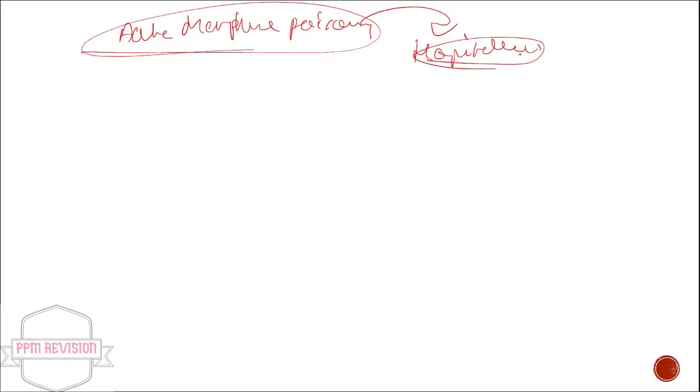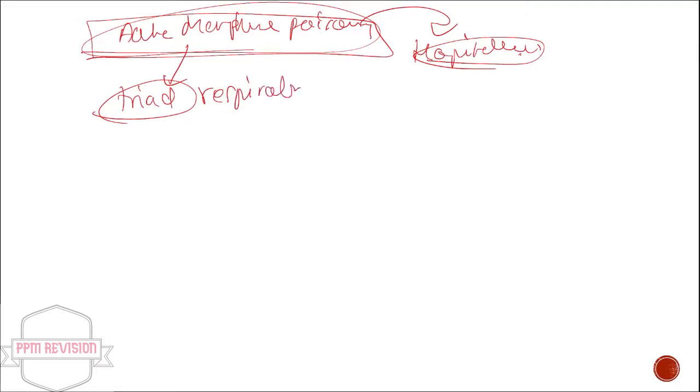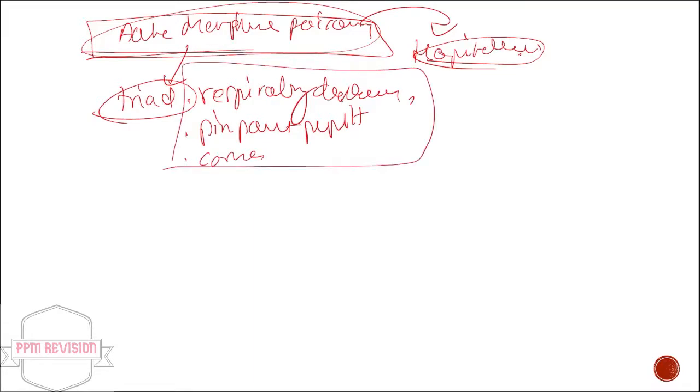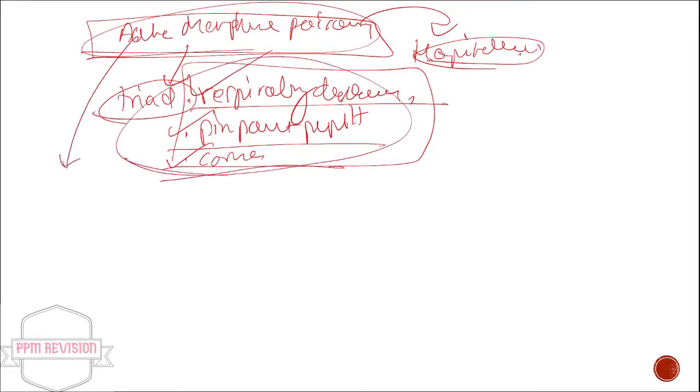Before doing all this, there's a classic triad which has to be noticed. That is respiratory depression, pinpoint pupil, and also coma. So these are the important triad: respiratory depression, pinpoint pupil, as well as coma. Other signs which can be seen in acute morphine poisoning can be cyanosis, hypertension, as well as shock and convulsions.